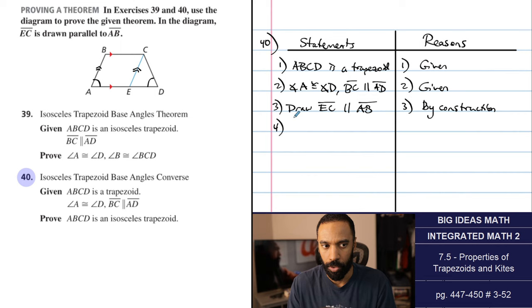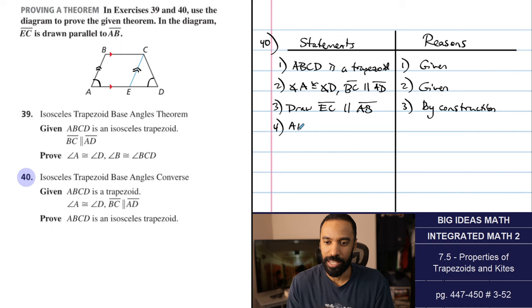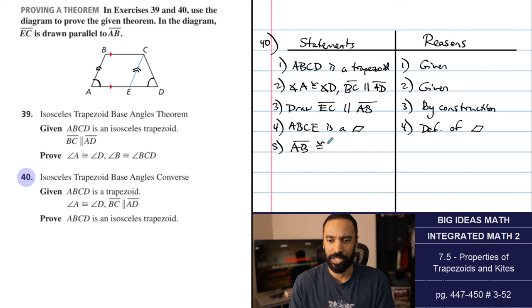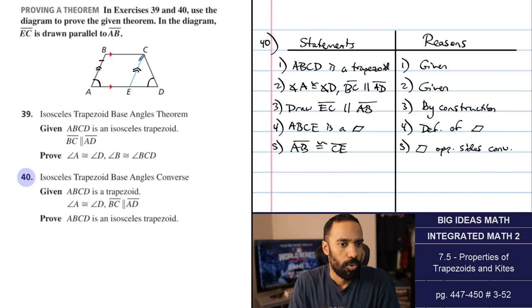We just need to get AB congruent to CD. Yeah, I don't even know if I need A congruent to D, really. We'll see. ABCE is a parallelogram. AB congruent to CE. Parallelogram opposite sides converse. Yeah, let's see. So now these are congruent to each other here. What I'm missing... Oh, last time this was... Okay, no, yeah, this will work.